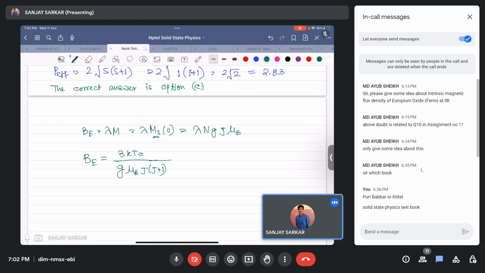So let me write down the equation. There is this equation for Tc, that Tc equal to lambda into n g square mu b square into j into j plus 1 divided by 3k. From this formula you can replace lambda in the equation of Be, and then you will finally get this formula. So write down this formula. This is the main formula for your question. Be equal to 3k Tc divided by g mu b into j into j plus 1.